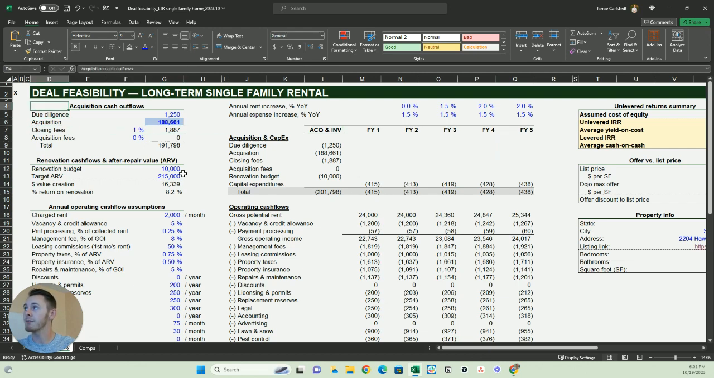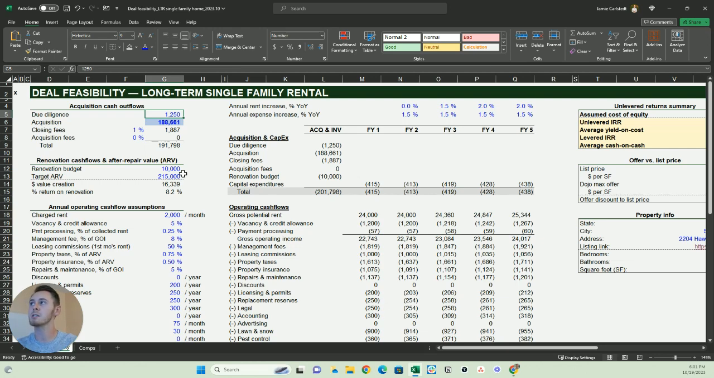So diving into acquisition cash outflows, due diligence. So when you're evaluating property, you get it under contract, you're going to be spending money, cash out of pocket, on due diligence fees. So you might have a general home inspection, you might have a mainline inspection, you might have a plumbing inspection. If you think that there's probably going to be foundation problems or structural problems, then you might do a structural inspection. So there's cash out of pocket up front during due diligence.